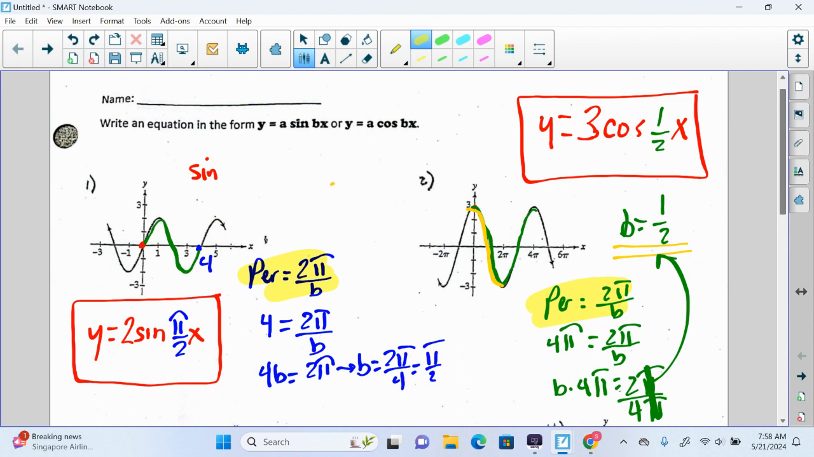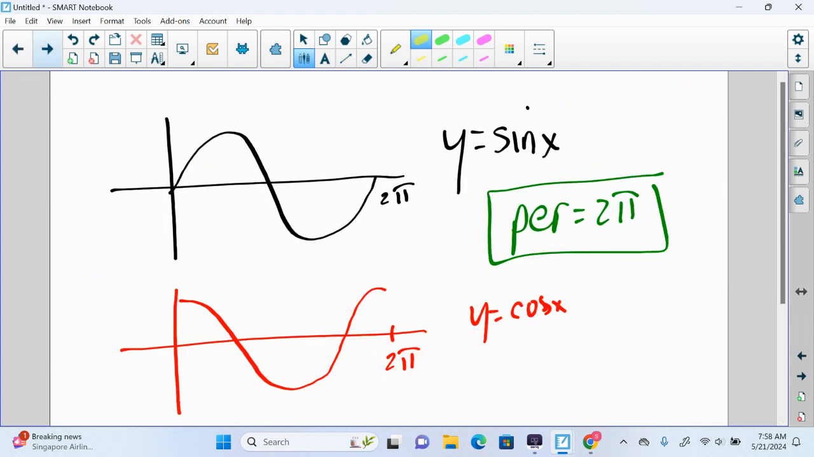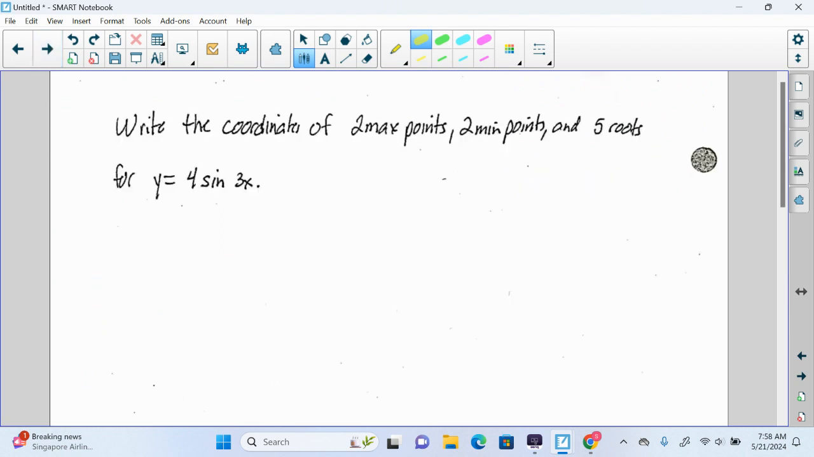All right. That is your first part. You finish that, and if I look on, we're going to go to the second page. Write the coordinates of 2 max points, 2 min points, and 5 roots for this function. Now, again, we know that we can always graph the sine curve and cosine curve the same way every time. We just change our x value.